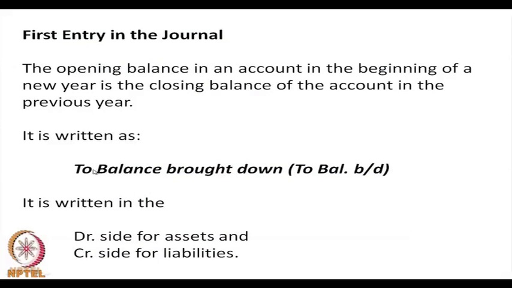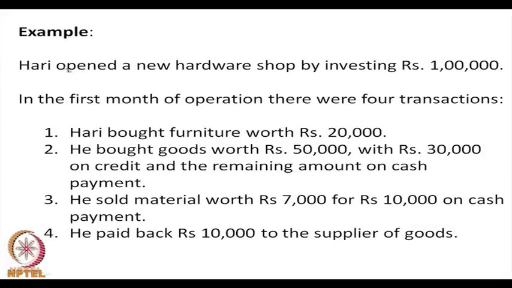And there we sometimes write balance brought down, or BAL B by D. So, it is written both in the debit side for assets and for the credit side for liabilities, balance brought down. Now, we are giving an example of how to maintain an account. Let us say that Hari, an entrepreneur, opened a new hardware shop by investing rupees 1 lakh. So, this is the amount he pays from his own funds.